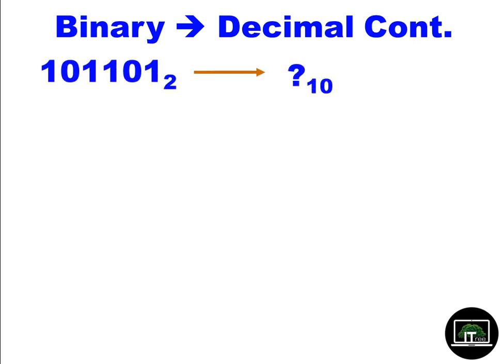We'll take one more example. 1 0 1 1 0 1. You are converting into decimal. 1 0 1 1 0 1 in binary. You are converting into decimal. You will see that one.